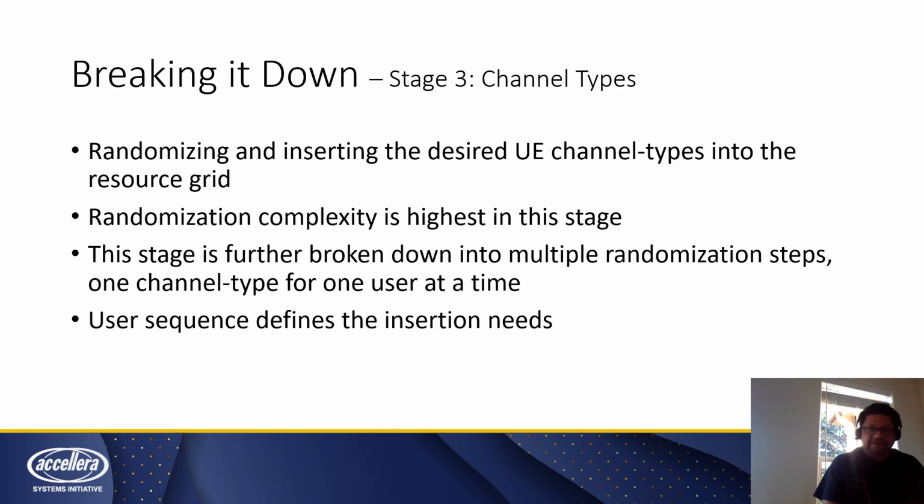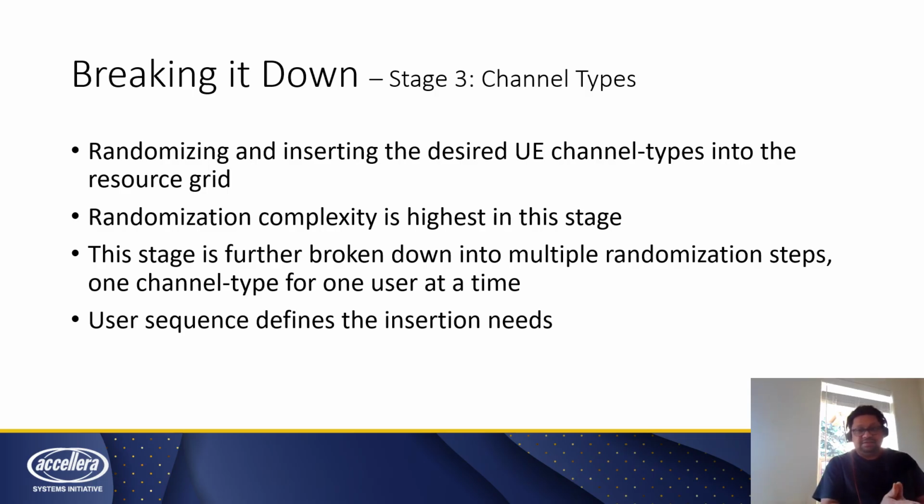So moving on to the final stage of the breaking it down process. This is the final stage where we actually go and insert the channel types into the resource grid. At this point, we have the resource grid ready and all the UE configurations are ready for the number of users that we intend to randomize into the resource grid. So the user sequence here defines how the insertion is to be done, and what channel types need to be inserted. And so we break it down further.